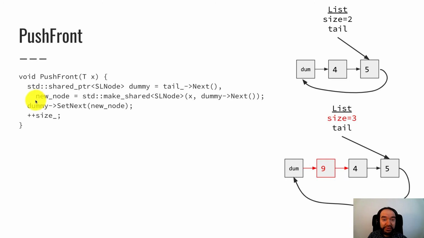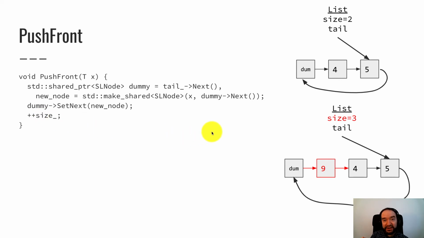There's still one more pointer on my list, which is the dummy's next. So I do dummy set next to new node. If we stopped at this moment, the dummy node would still point at 4. That would break one of the invariants because dummy needs to point to the front node, not the second node. So we need to change dummy's next pointer. It doesn't point at 4 anymore. Now it points at this new node I just allocated. Finally, plus size just increments the size so it's accurate.